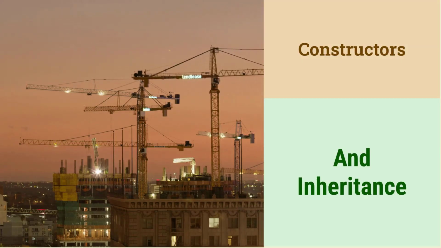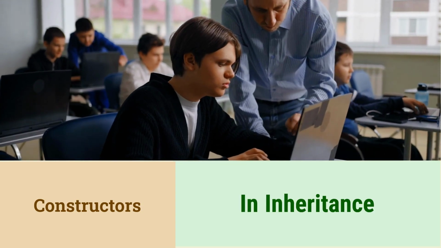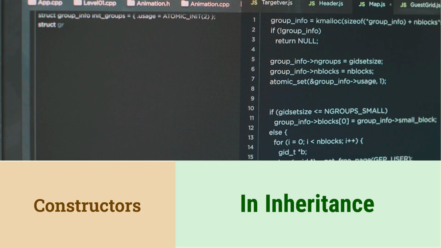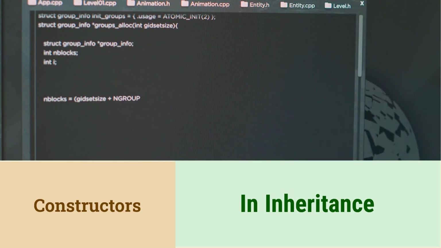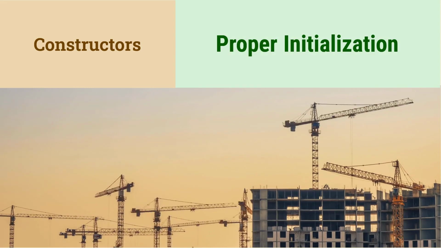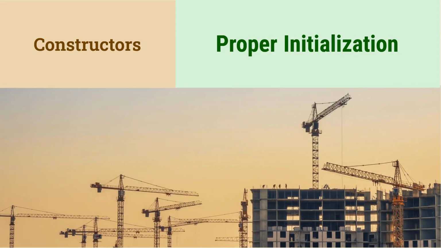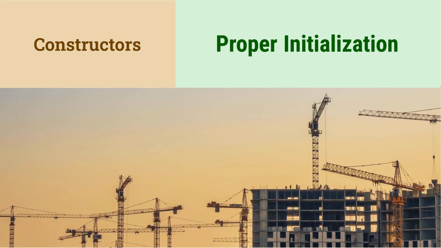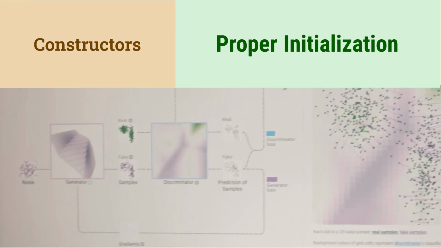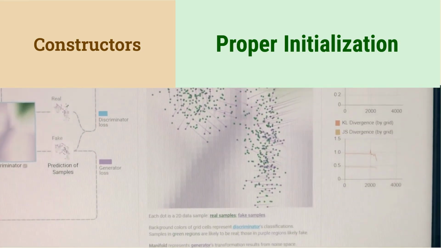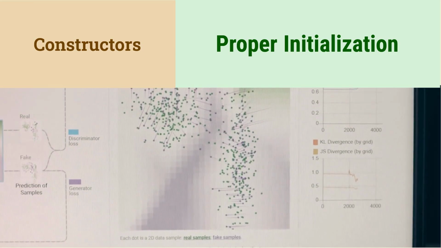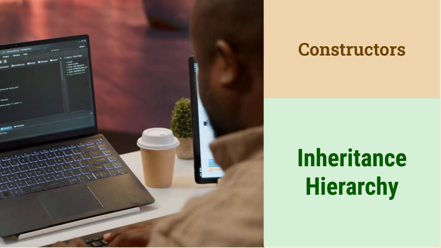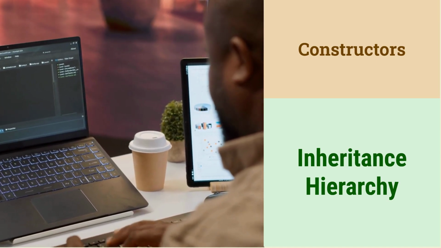Constructors and inheritance. Now let's talk about constructors in the context of inheritance. Constructors are not inherited in many languages, but they can still be invoked from a subclass. When you extend a class, you can define your own constructor in the subclass, but you can also call the constructor of the superclass to ensure that the inherited fields are properly initialized. This is important because it ensures that both the parent and child objects are set up correctly when they're created. Understanding how constructors work in an inheritance hierarchy is key to writing robust and maintainable code.